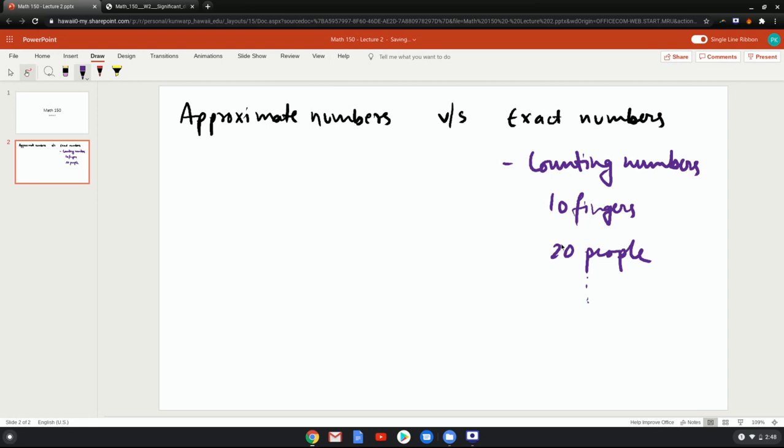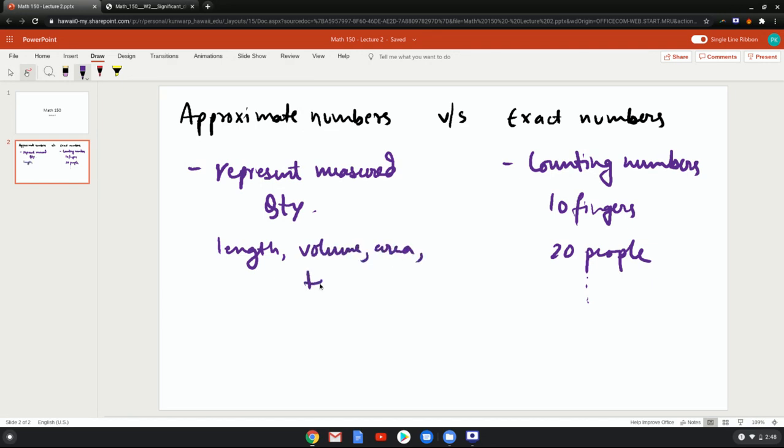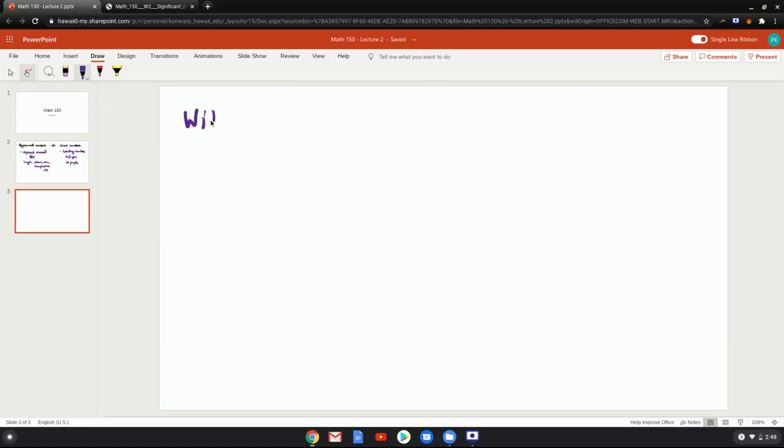We are familiar with these numbers because we know what they exactly mean. Counting numbers usually represent measured quantities. Measured quantity means things like length, volume, area, temperature, etc. Now, with a measured quantity, the value depends on the instrument that you use.